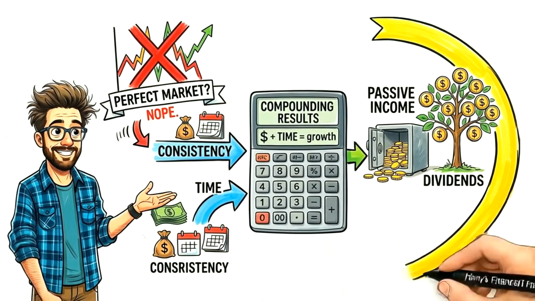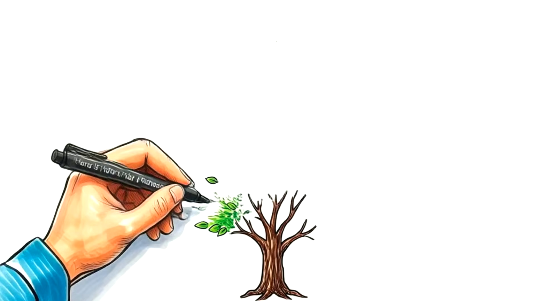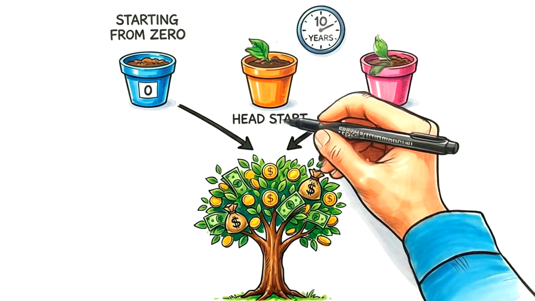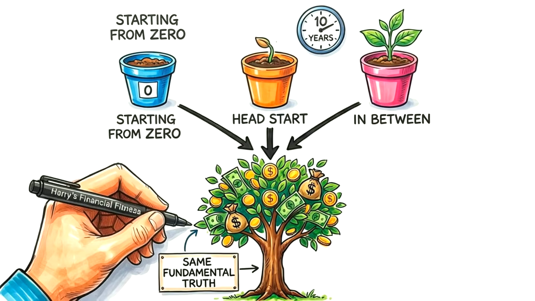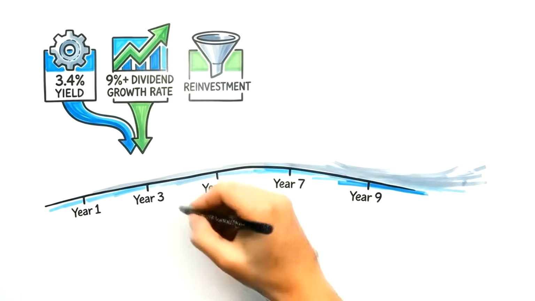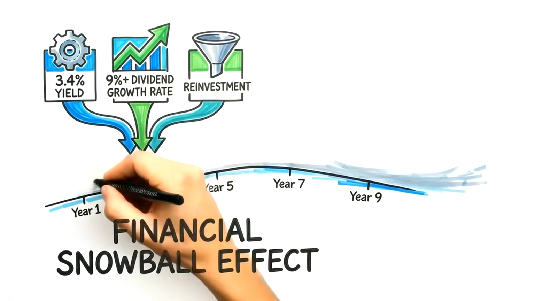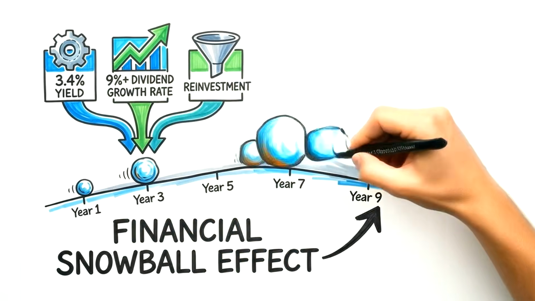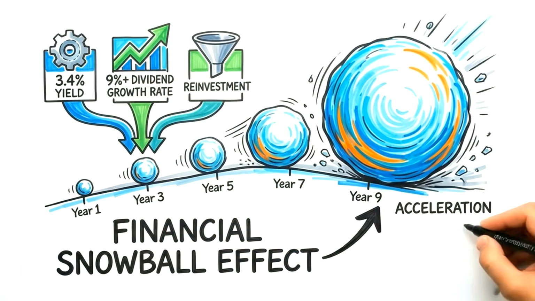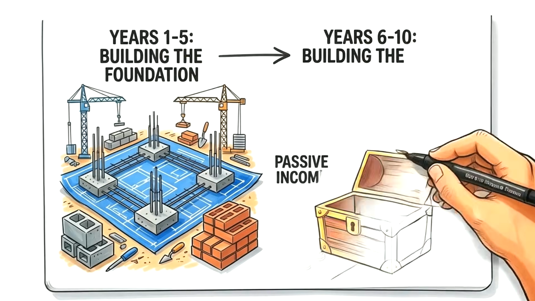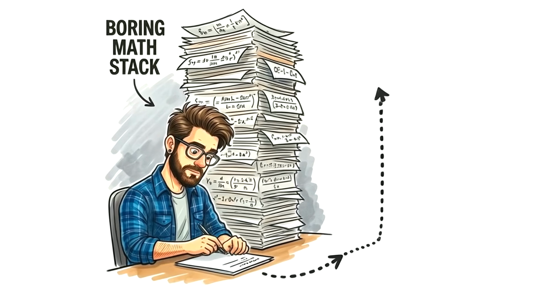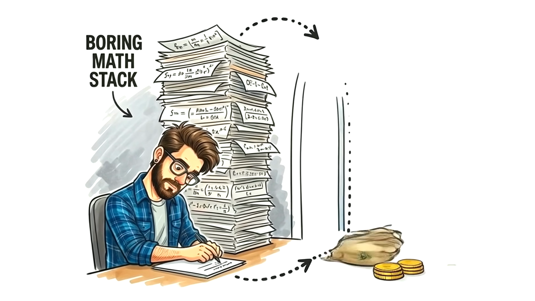So let me bring this full circle. Whether you're starting from zero, starting with a head start, or somewhere in between, the 10-year SCHD calculator shows the same fundamental truth. The combination of a 3.4% yield, a 9% plus dividend growth rate, and consistent reinvestment creates a financial snowball that does most of its work in the second half of the decade. The first 5 years build the foundation. The last 5 years build the income. And if you're patient enough to sit through the boring part, the math on the other side could potentially change your entire financial future.